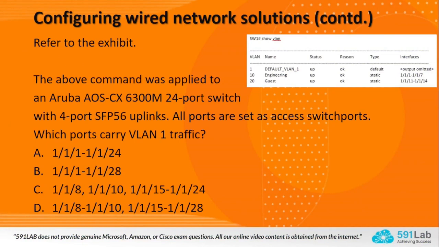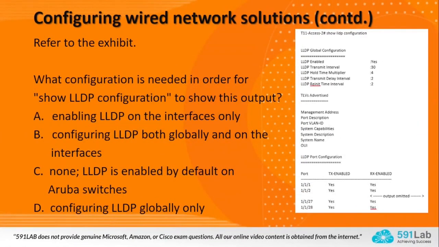Refer to this exhibit. It shows some information about the command output of show VLAN. The above command was applied to an Aruba ACSA7300M 24-port switch with 4-port SFP56 uplinks. All ports are set as access switch ports. Which ports carry VLAN 1 traffic? Next question under wired network solutions.